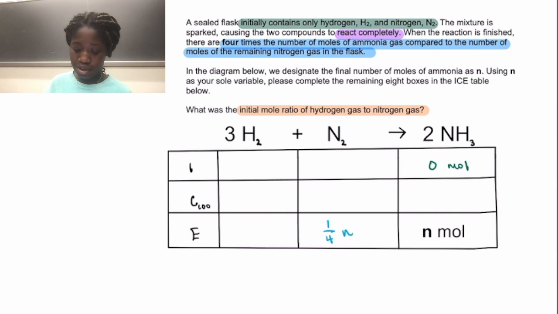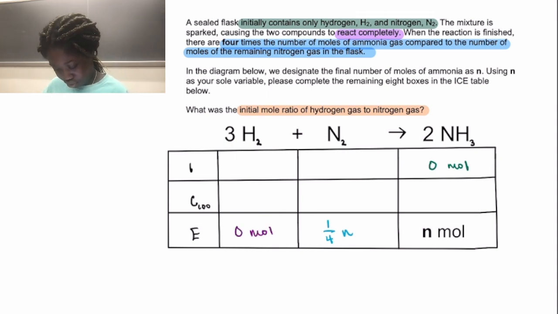Now let's look at the purple highlight, in which it states that they react completely. In order for this reaction to go to completion, one of these compounds must be used up. We know that it's not nitrogen, so it has to be hydrogen. So we designate for hydrogen that in the end, there are 0 moles. Almost forgot this too, very important. Now we have our end line all filled up.